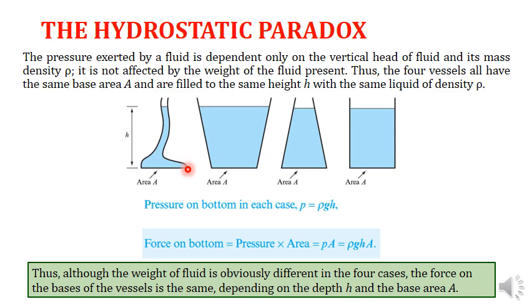Okay, let's suppose all of these systems, the first one, the second one, the third one, and the fourth one, will give you the same pressure heads, or the same pressures, at the bottom, keeping the density the same. So the pressure on the bottom in each case will be the same. Although the weight of the fluid is obviously different in the four cases, the force on the base of the vessel is the same, depending upon the depth H and the base area A.